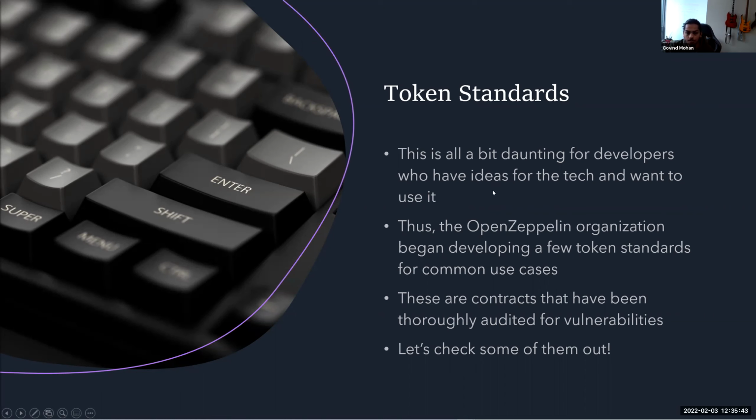So there's this organization called OpenZeppelin. They started making token standards for common use cases. If you want to build something like a cryptocurrency like Bitcoin, they have the ERC20 tokens that everyone is probably familiar with. That's the most common one. And there's the new one, although it's been around for quite a while, ERC 721, which are NFTs. That's how you define an NFT. In a little bit, we're going to check out some code that I wrote that defines an ERC 721 token. But these contracts have been thoroughly audited for vulnerabilities. So a lot of top security people go through these contracts and make sure that nothing bad is going to happen.